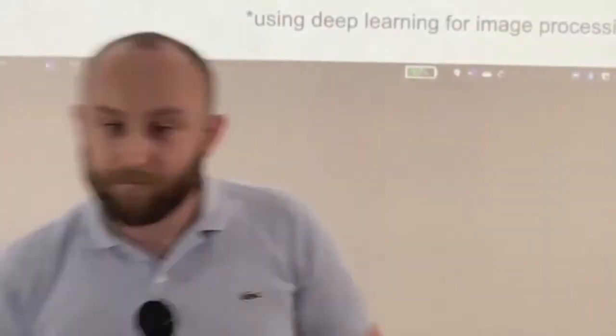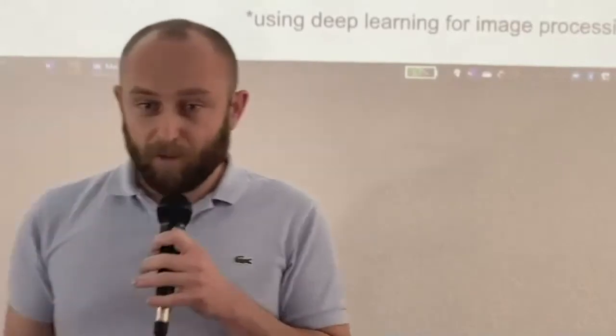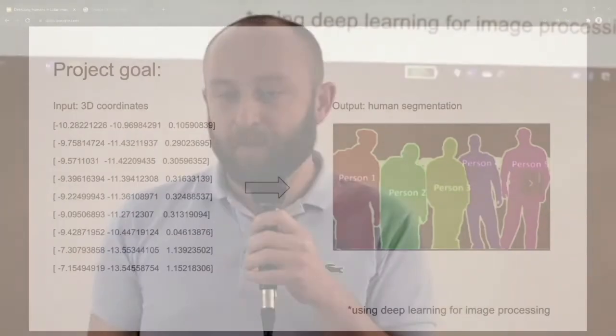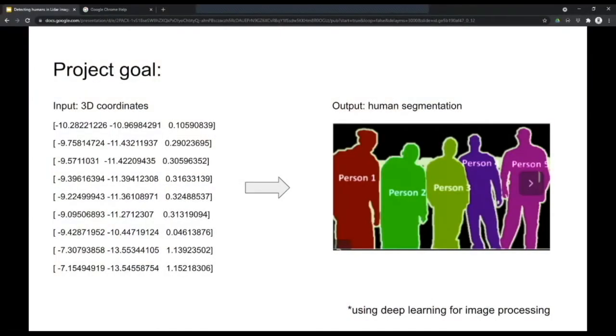Okay. So my goal for this project was to take the data from this form that I showed you, which consists of a list of coordinates for all the points in the point cloud, and to transform this data into something that looks more computer vision friendly, like the image on the right. And then as soon as I have the data in this format, I would simply apply typical deep learning methods for image processing. So this was the goal.